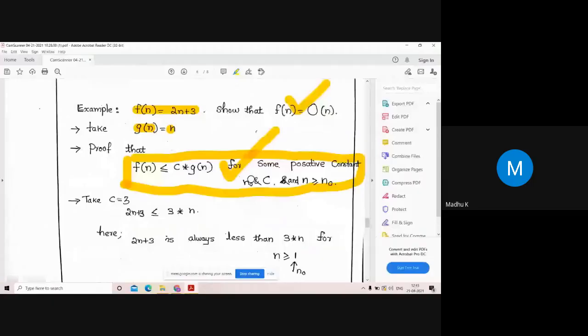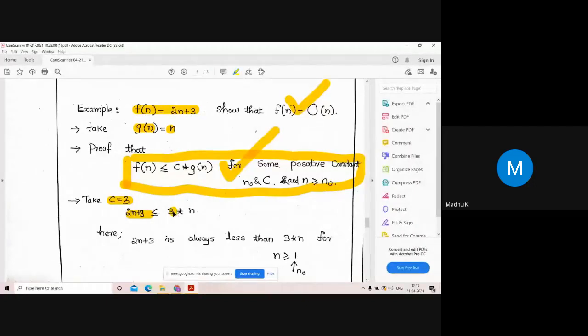What I'm doing is that I'm giving some value for C. C is a positive constant. I give C is equal to 3. Okay. I can give any positive value. And for simplicity, f of n less than or equal to c into g of n, where C is 3: 3 into n. This condition will be 2n plus 3 less than or equal to 3n.